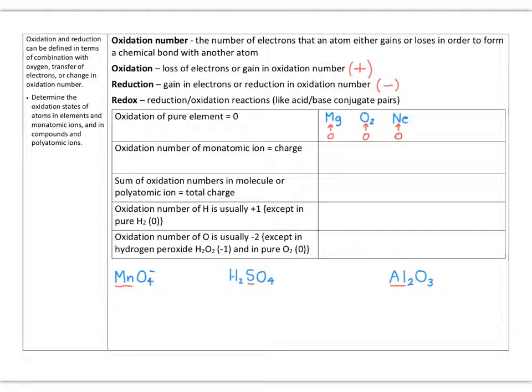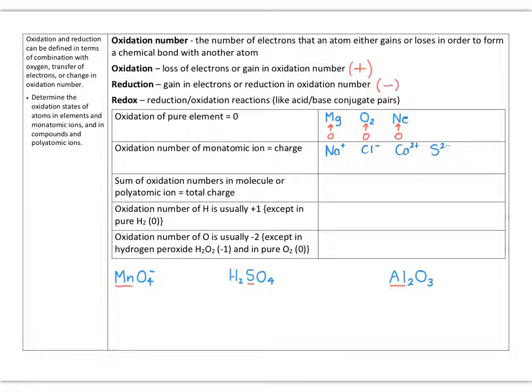oxidation number is 0. If you have a monatomic ion, and by a monatomic ion, I mean something like a sodium ion, or a chloride ion, or a calcium ion, or a sulfide ion, then the oxidation number is equal to the charge.